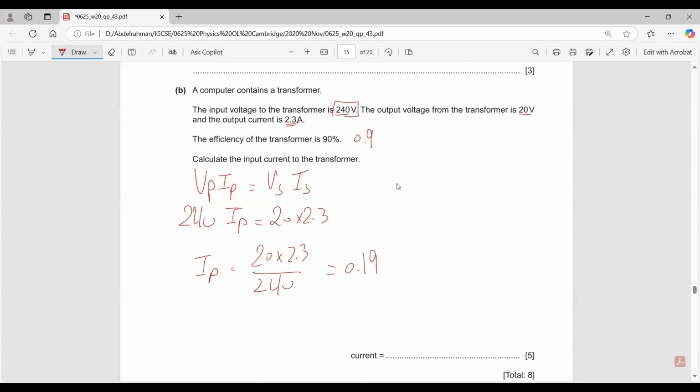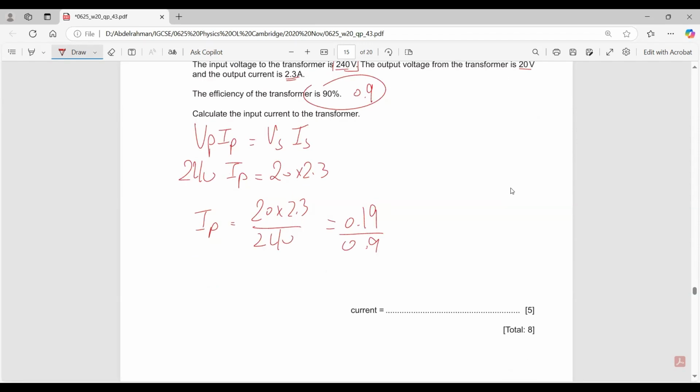Is this the final answer? No, it is not the final answer. Why? Because it's 90% efficient, meaning that some of the power was lost. So actually, this reading has to increase. It needs to increase by 10%. Or in other terms, we can say 0.19 divided by 0.9, which is around 0.21. Yes, exactly. This is the input current.